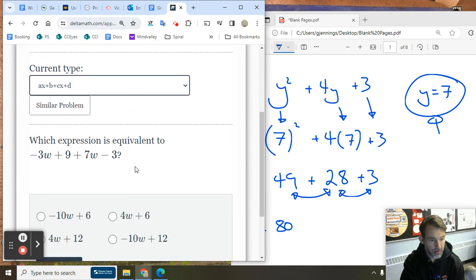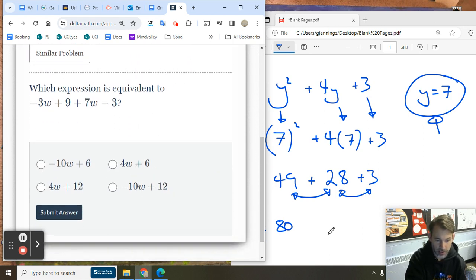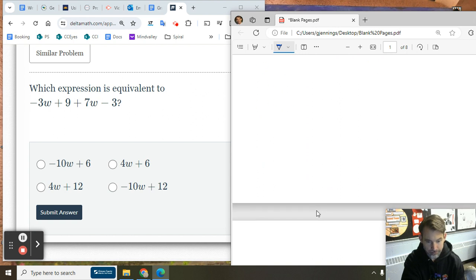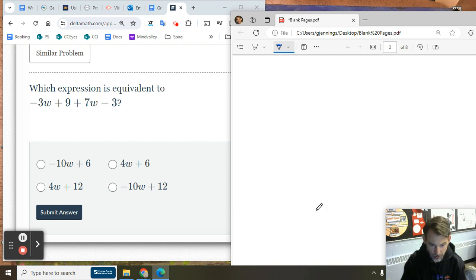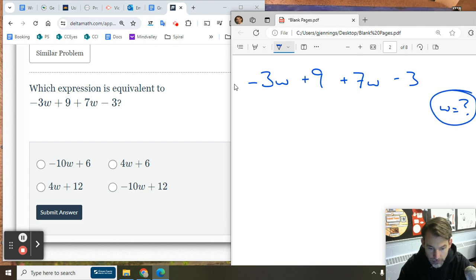Let's start with these. So we want to know which expression is equivalent to this. Okay, here's how I want you to think about it. If we have something like, copy it out, minus 3w plus 9 plus 7w minus 3, okay? W is some number we don't know yet. That's all W is. And you can think about W like a watermelon, okay? And just numbers as like dollars, okay? So this would be like minus 3 W's, minus 3 watermelons plus 7 watermelons. How many watermelons in total?